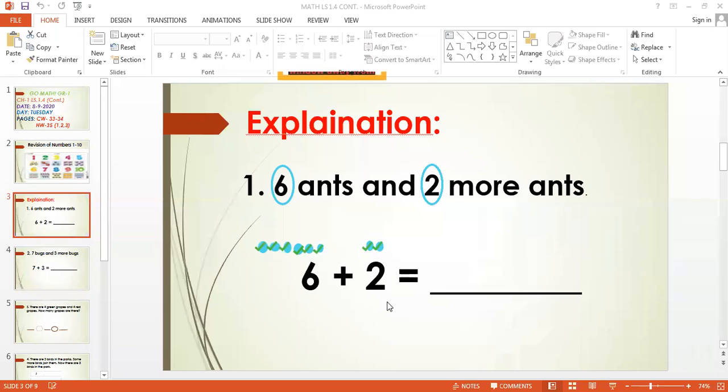So what is 6 plus 2 equals? It is 8. So let's write here 8. Did you all understand how to do it? It's 6 plus 2 equals 8.